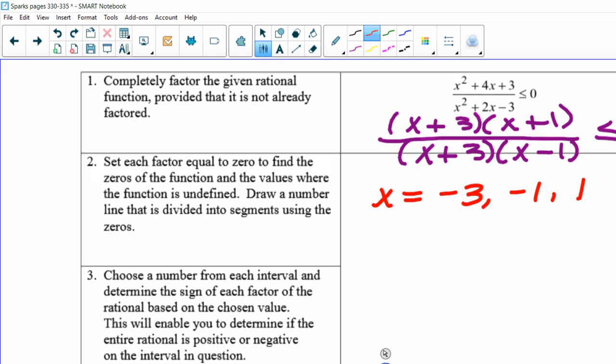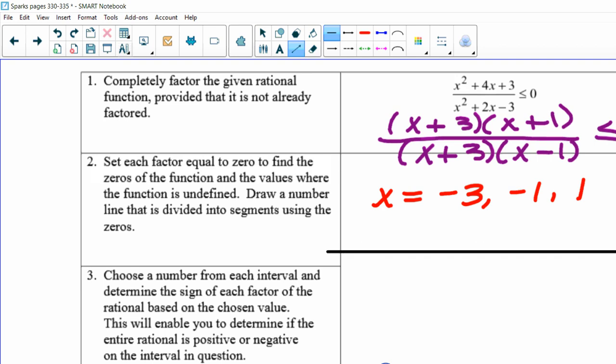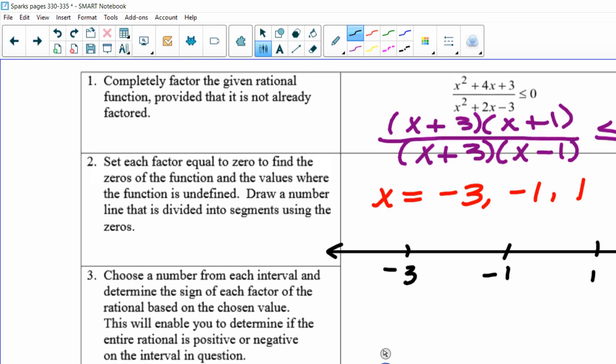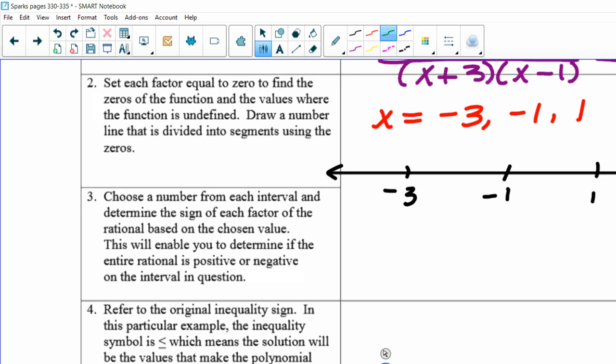Draw a number line, and we're going to divide it into segments using those zeros. Now you know the smallest one, I hope. How many regions have we divided this number line into? 4. There are 4.